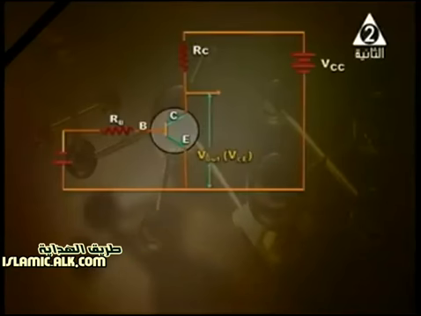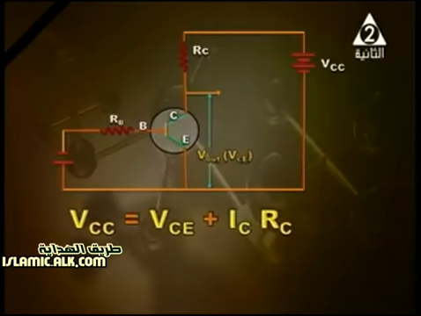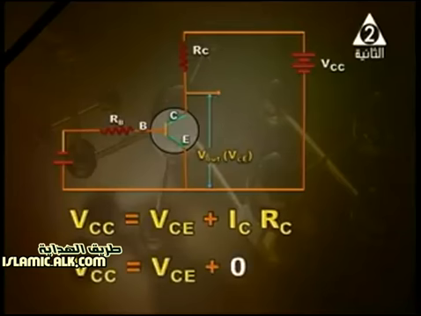But now, what if the base is connected to the negative terminal? No current passes through the base, and of course, this controls the collector current. No current passes through the collector. Once again, VCC is equal to VCE plus ICRC. In this case, ICRC is equal to 0. So VCC is equal to VCE.